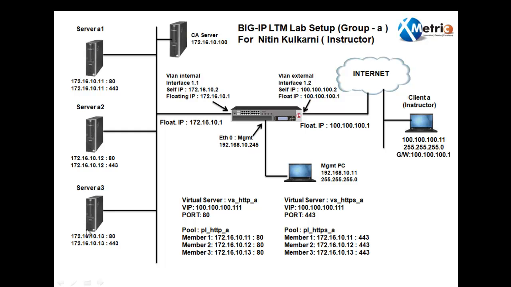There are few web servers which are configured for the load balancing, and there are virtual servers vs_http_a, vs_https_a. So few virtual servers along with some pools are configured on this Big IP system. There are some self IPs and floating IPs for internal VLAN as well as external VLAN configured. Now what we are going to do is log in through this management PC to the F5 by using a graphical user interface, and we want to create a backup.